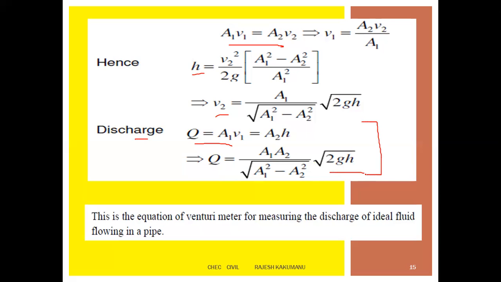Now, this is the equation of the venturimeter for measuring the discharge of ideal fluid flowing in the pipe. So, whenever you come across any question on the venturimeter, the formula is this one: Q is equal to A1 A2 by root of A1 square minus A2 square into root 2GH. This is the equation of the venturimeter in pipe flow.